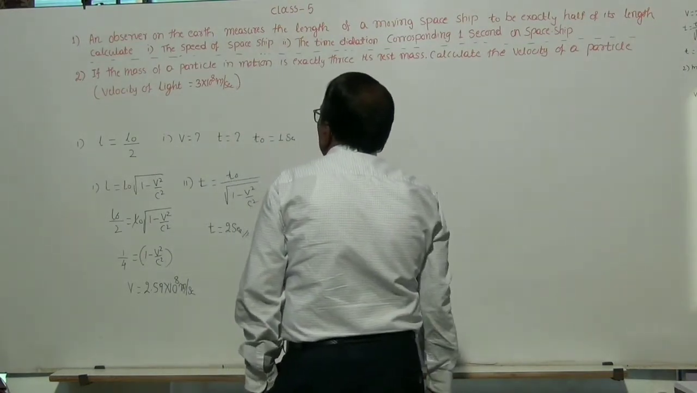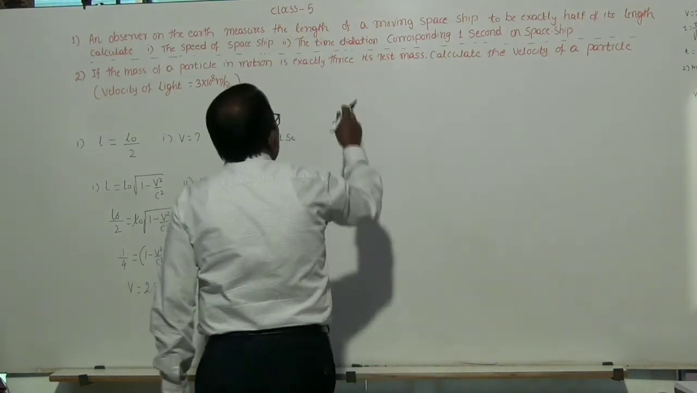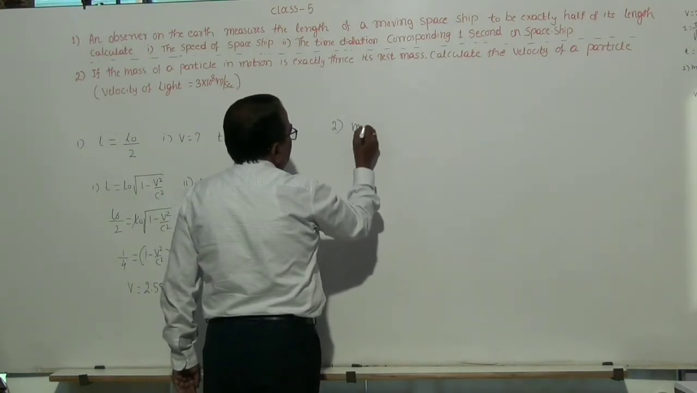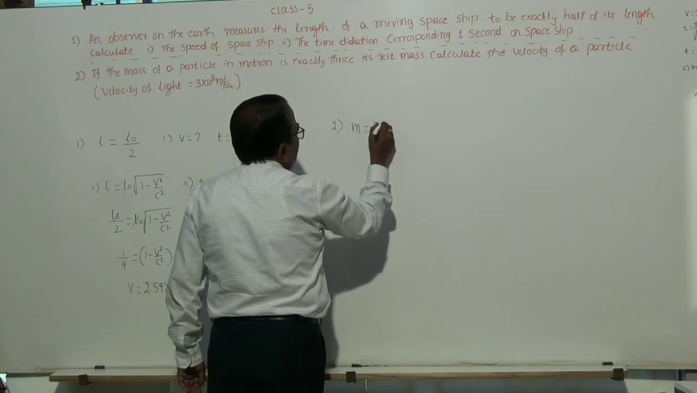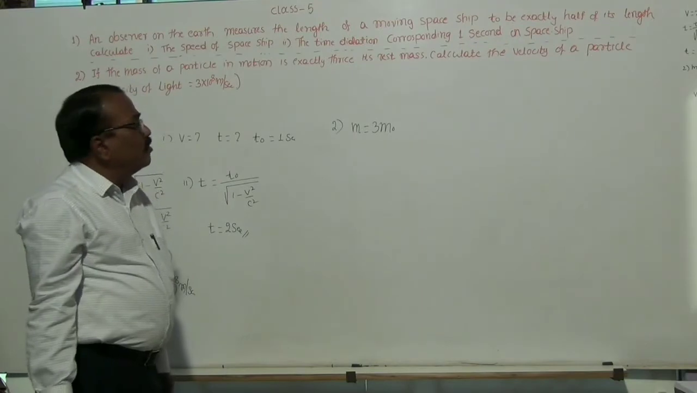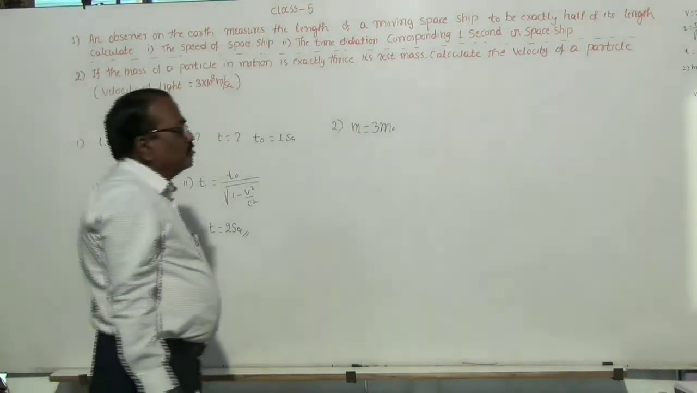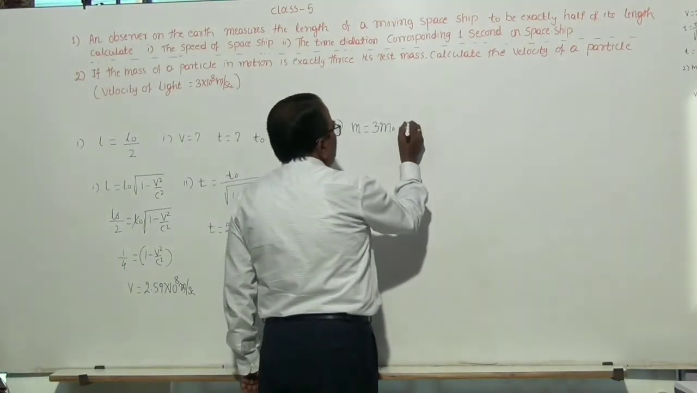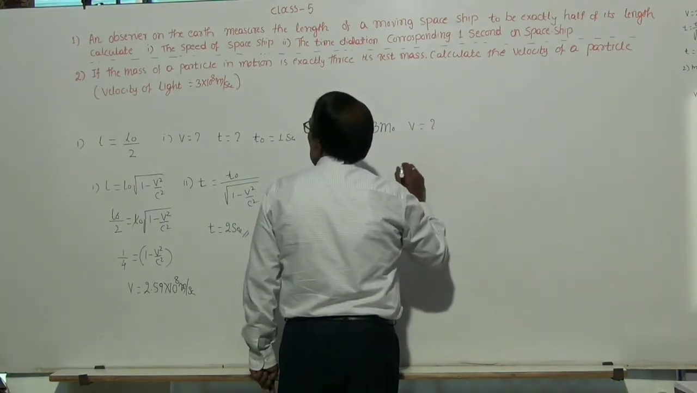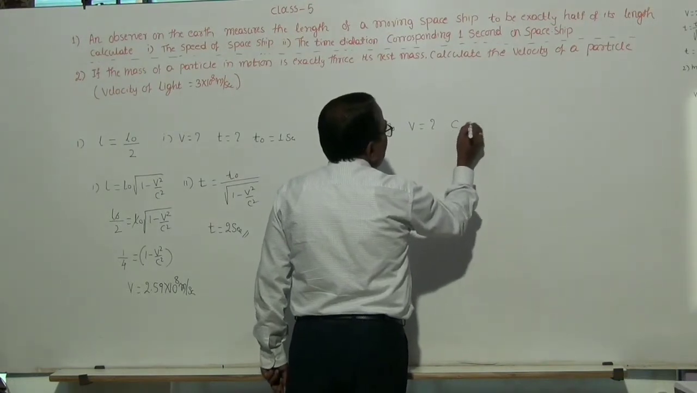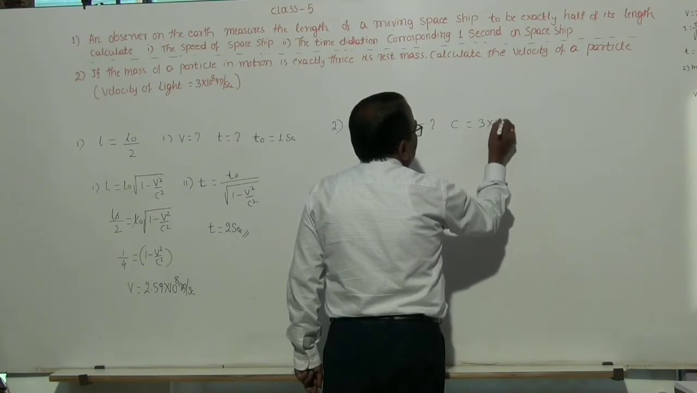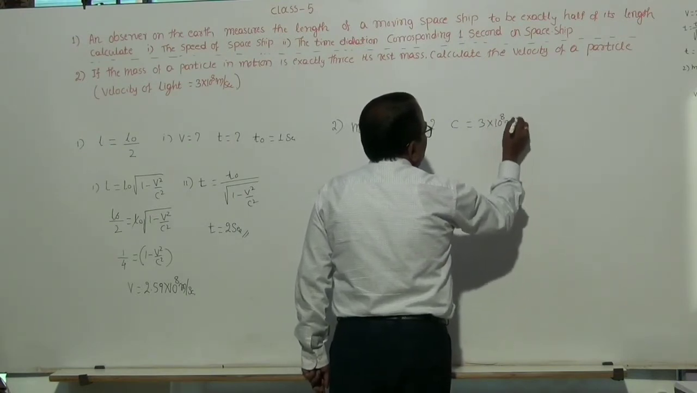If the mass of a particle in motion is exactly thrice its rest mass, that means m is equal to 3 times m naught. Calculate the velocity of a particle. So you have to calculate what is V. What is given? Velocity of the light, that is c, is equal to 3 into 10 raised to 8 meter per second.